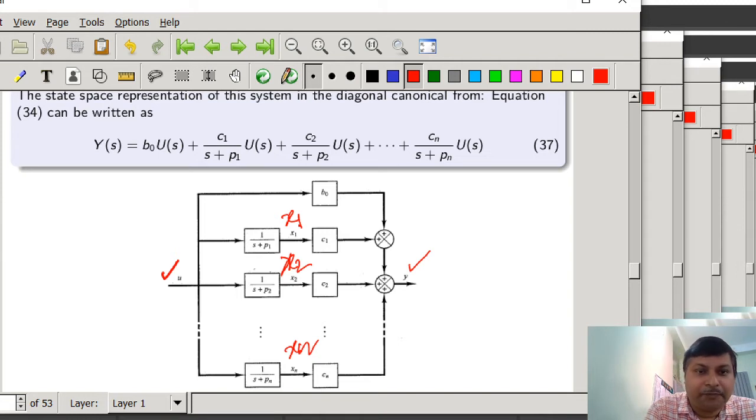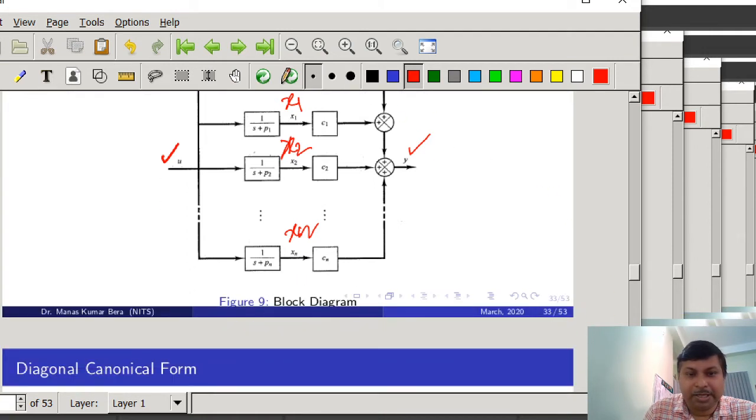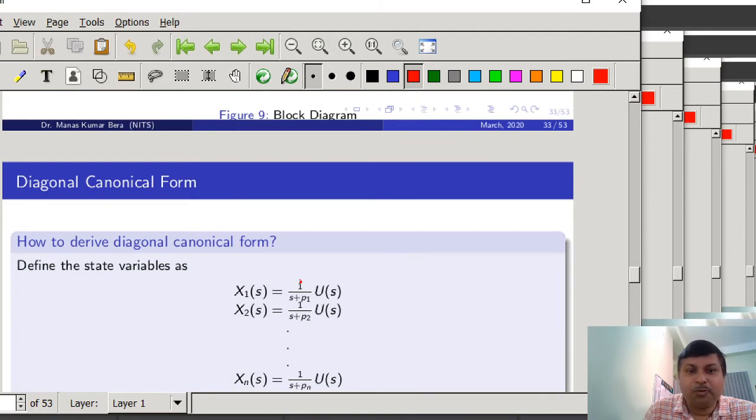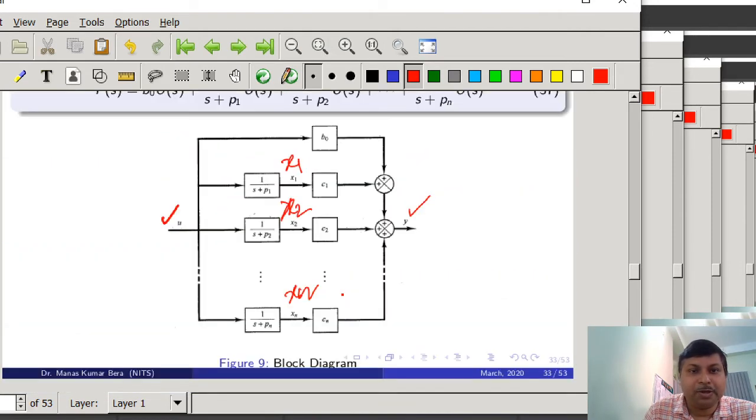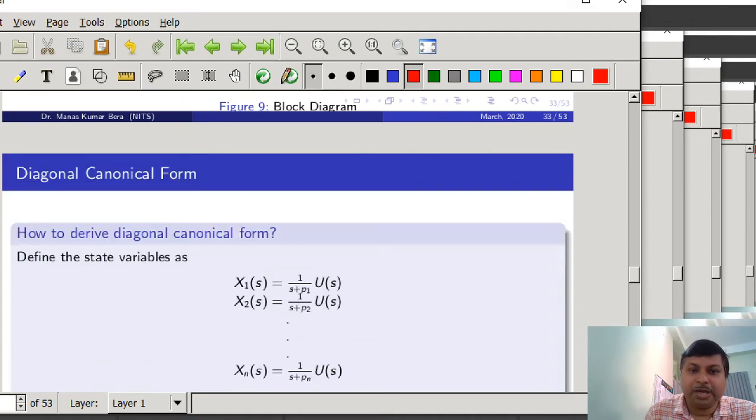Now if we want to write x1 of s, what can we write? From here, x1 of s is equal to 1 by s plus p1 into u of s, because for this block the input is u of s. Similarly, for the other terms, xn of s is equal to 1 by s plus pn into u of s. So these are the n state equations we are getting.